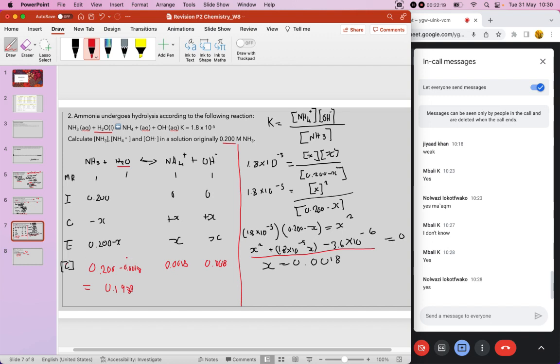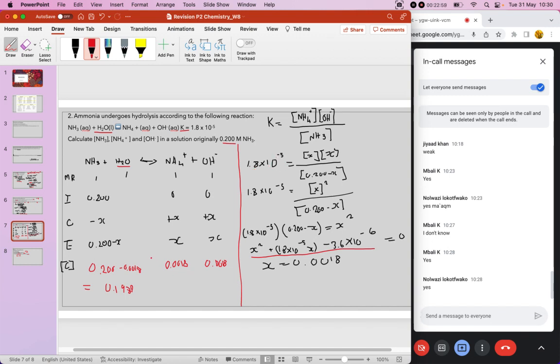Now from here, we want to calculate the concentration of ammonia, NH4 plus and OH minus. We write our equilibrium constant expression, and remember your equilibrium constant is equal to the concentration of the products divided by the concentration of the reactants. We're not including water because it's in liquid form, hence for the reactants you only have ammonia. You are given what the equilibrium constant is. It's 1.8 times 10 to the power negative 5.